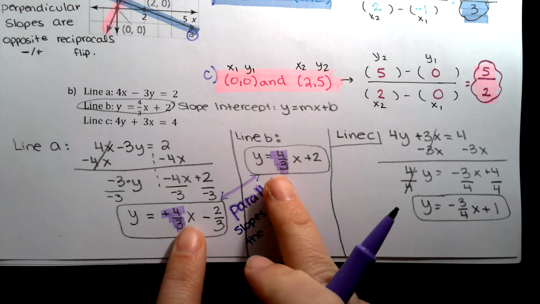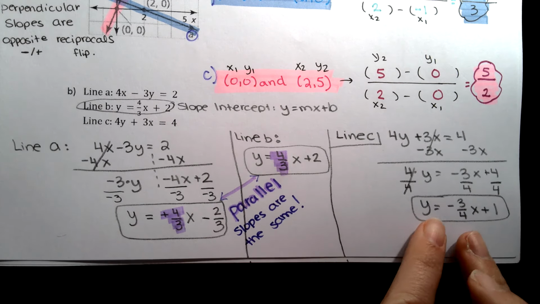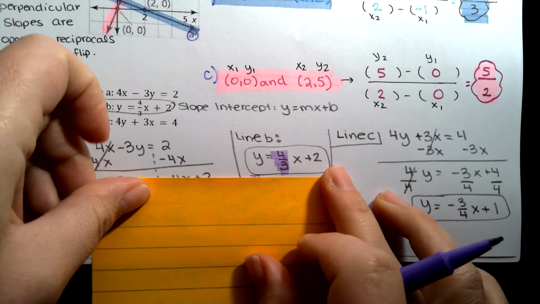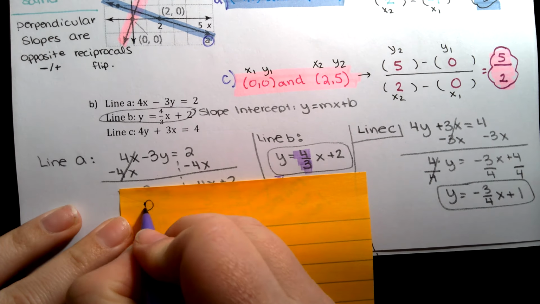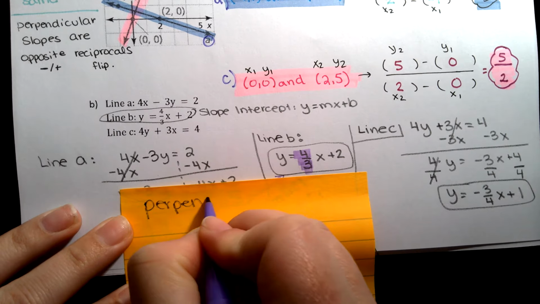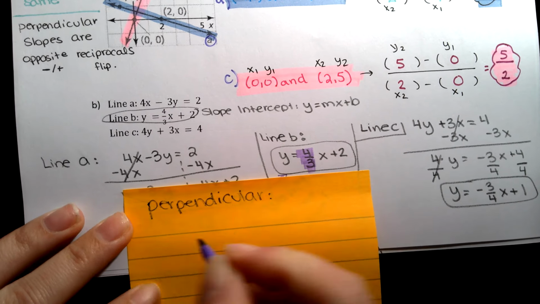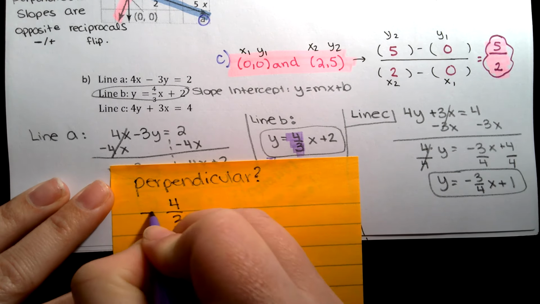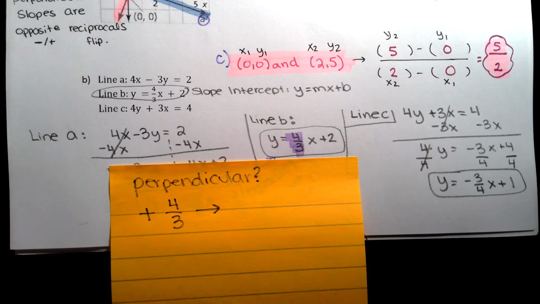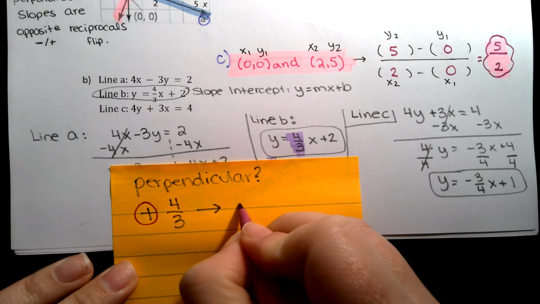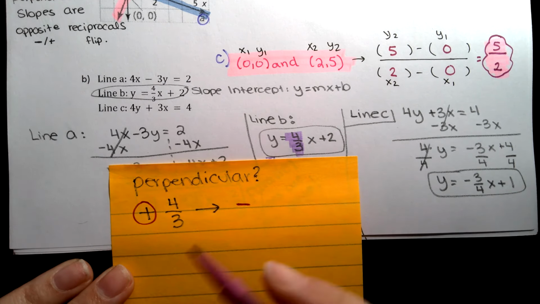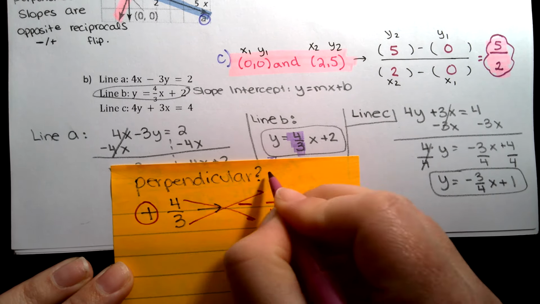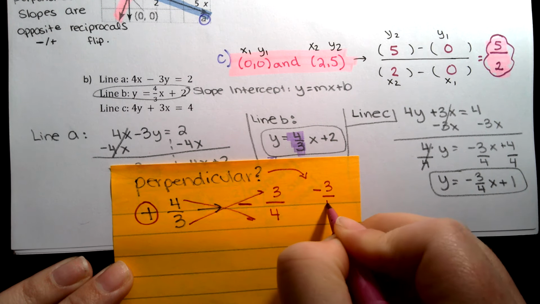Now we compare these slopes of 4/3 and -3/4. So we have to check, kind of off to the side. If I take my 4/3, this is kind of a question mark check. Here's my 4/3. It is positive. So step number 1 for a perpendicular, I'm going to take this positive and make it negative. Then I'm going to take my fraction and flip it. 3 goes on top, 4 goes on the bottom. So my perpendicular slope is -3/4.